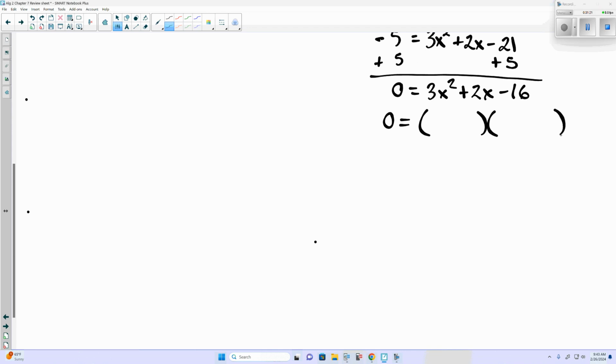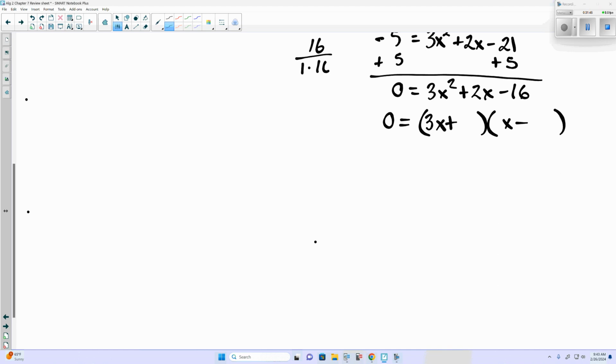Now, one of the giveaways that we're going to have to factor is if there's a number in front of x squared. There's no greatest common factor, so it has to stay there. Since the 16 is negative, our signs are opposite. Factors of x squared are x and x, 3 and 1. It doesn't matter where we put it, we just got to put it in one of the two places.